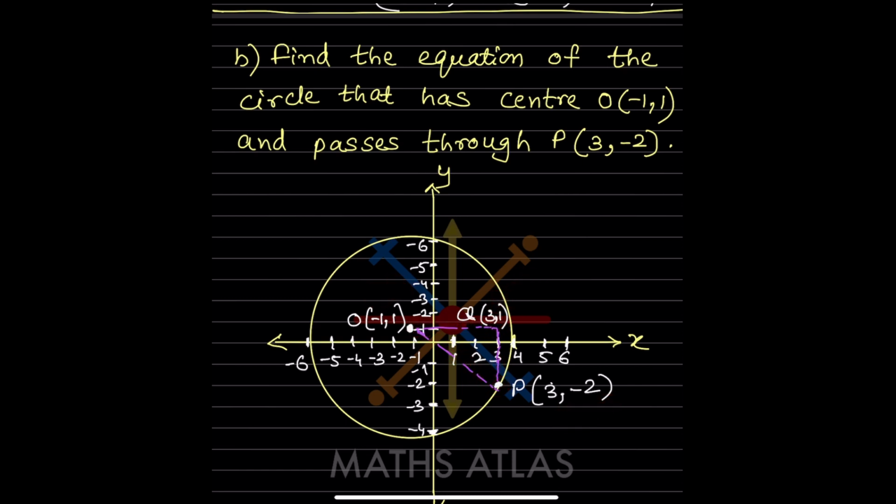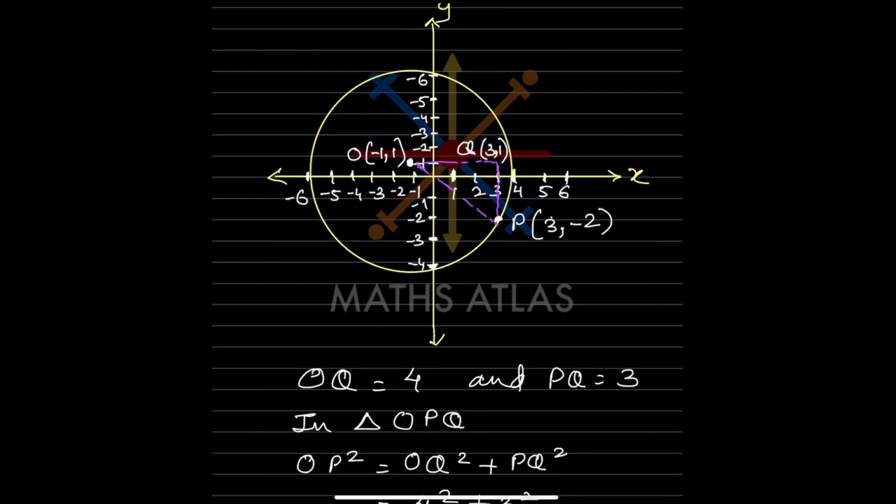So now what will you do here? You will just write OQ. How many points do we have here from O to Q? How much distance do we have? This is 1. Then see here, -1 to 0, that is going to be 1. From 0 to 1, that is going to be 2. From 1 to 2, that is going to be 3. And from 2 to 3, because this is 3, that is 4. So this line is 4.